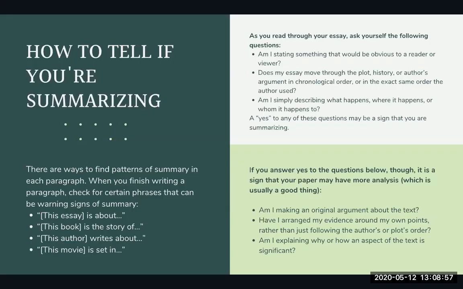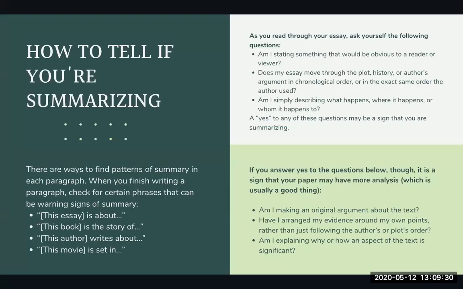Am I describing what happens, where it happens, or whom it happens to? Again, summary answers the who, what, when, where, why, and how. And so these questions, whether you're just describing these three things, is basically relating back to those ideas. So if you're answering yes to any of these, chances are that you have a lot of summary in your paper. So you want to be mindful of that.